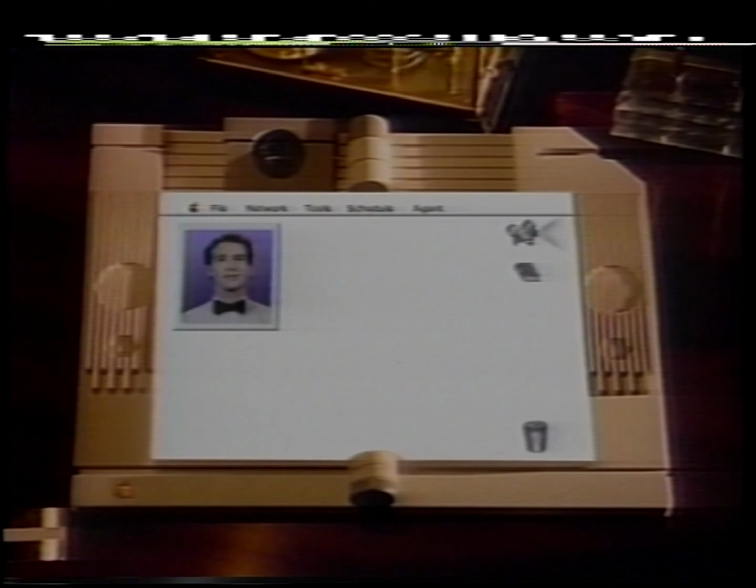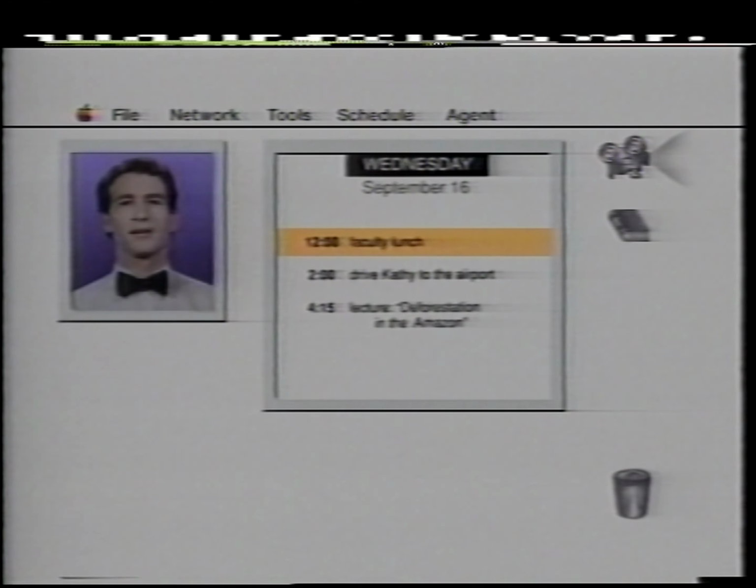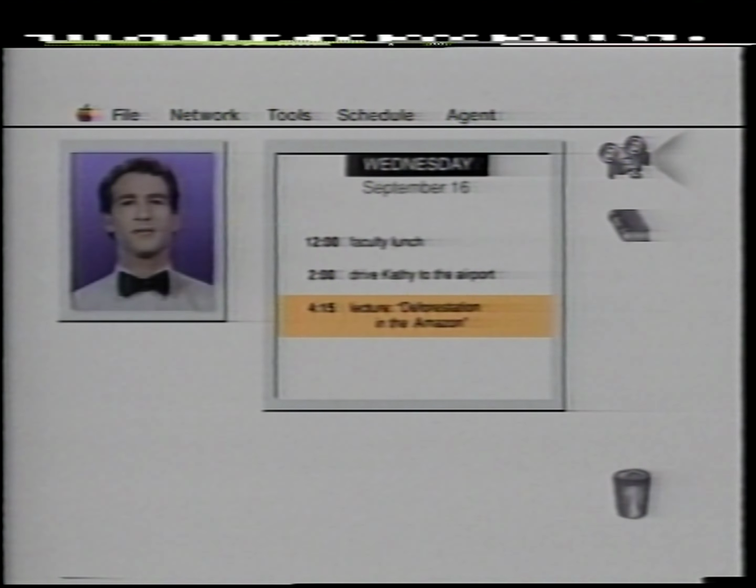You have 3 messages. Your graduate research team in Guatemala, just checking in. Robert Jordan, a second semester junior, requesting a second extension on his term paper. And your mother reminding you about your father. Surprise birthday party next Sunday. Today you have a faculty lunch at 12 o'clock. You need to take Kathy to the airport by 2. You have a lecture at 4:15 on deforestation in the Amazon rainforest.